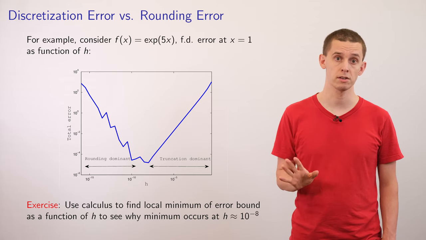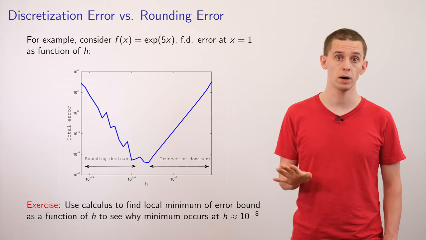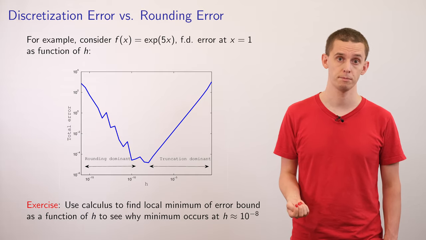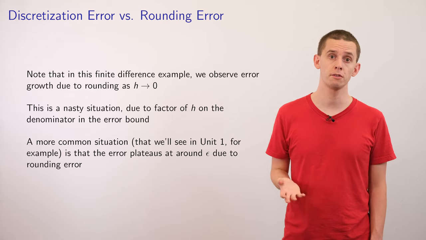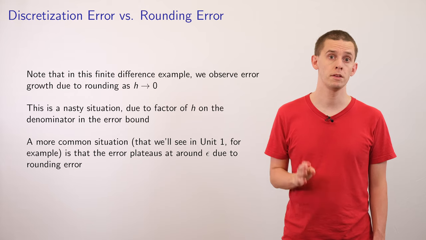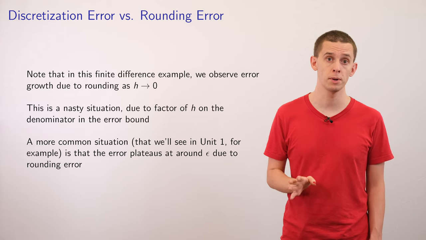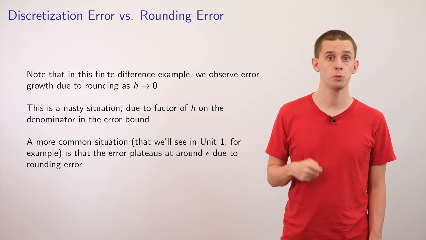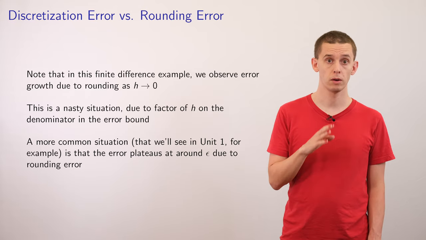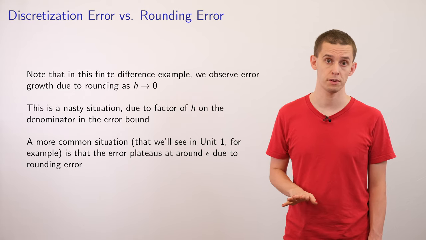So it's a useful little exercise to actually use calculus on our error bound and determine why this minimum in error is reached around this point of 10 to the minus 8. Note that in this finite difference example, the error actually grows as h tends to zero. And this is a rather nasty situation, and it occurs because we have that h in the denominator of our error bound. A more common example that we'll see in this course is that errors can plateau as an algorithm progresses. And we'll see some examples of this in Unit 1 on data fitting.